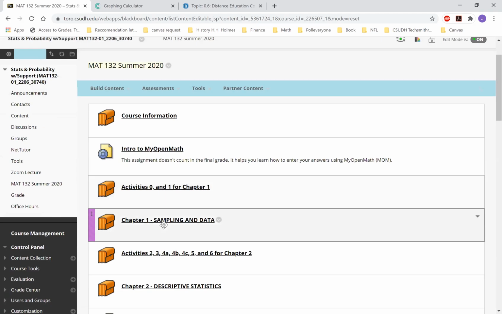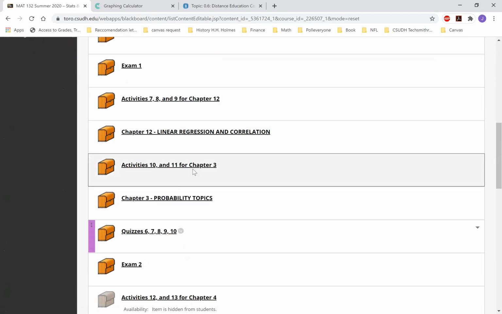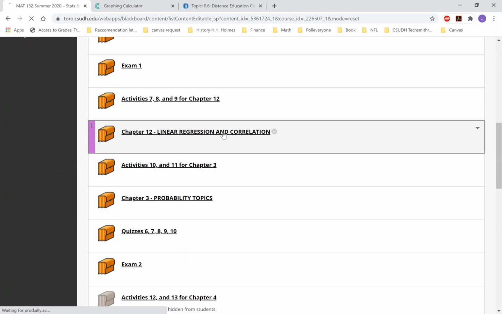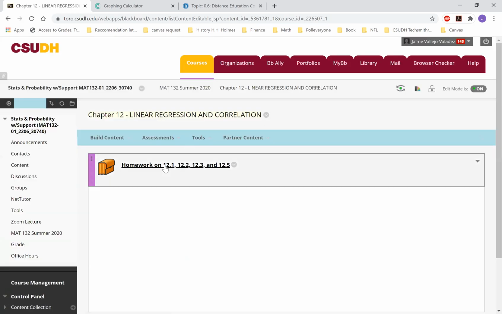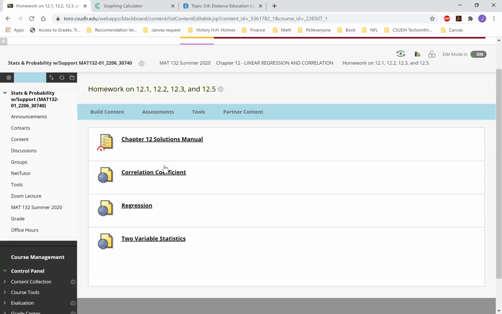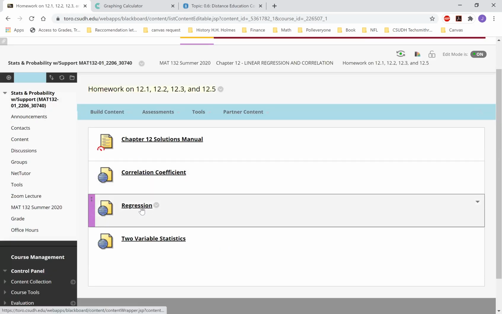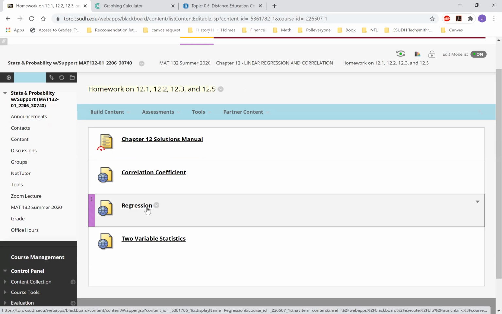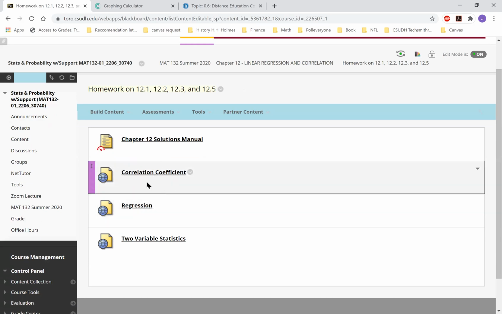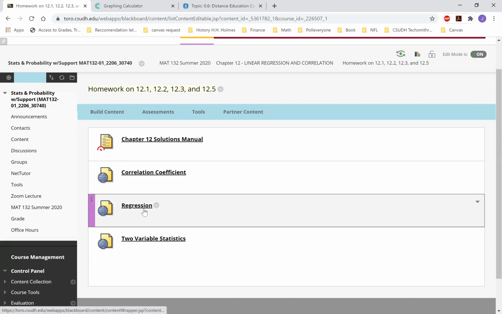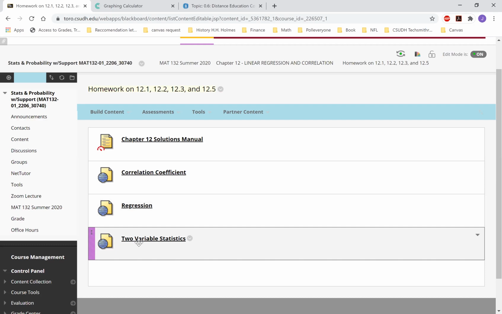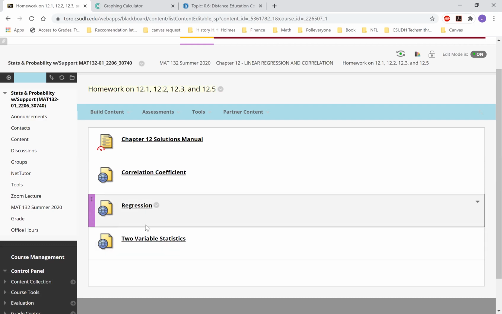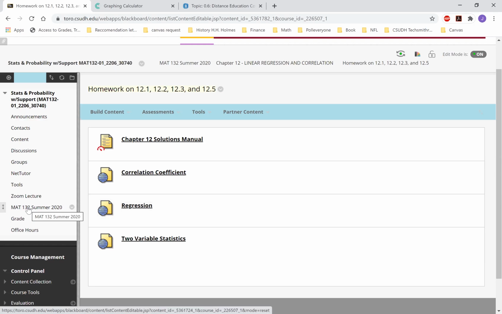All right, you also now have homework. You want to go right here where it says linear regression and correlation, then go to homework. Your new homework is going to be under regression. The correlation coefficient was the homework for Friday. So if you already finished all the correlation coefficient, you can now move on to the regression homework. If you finish the regression homework, you could technically already move on to 2 variable statistics. It's exactly the same thing.